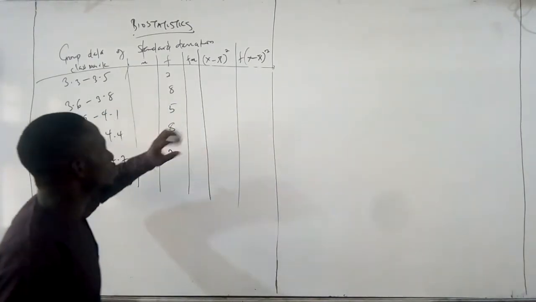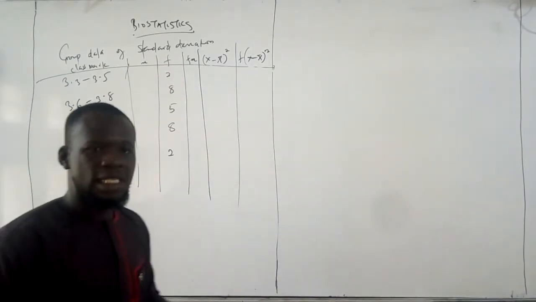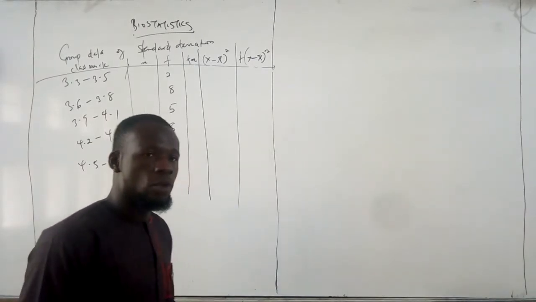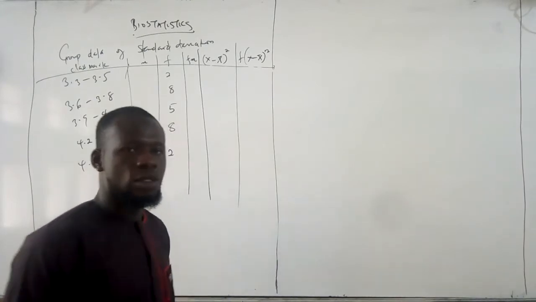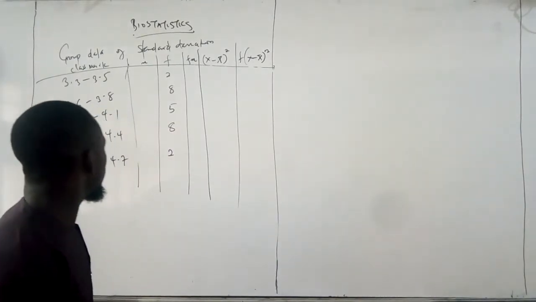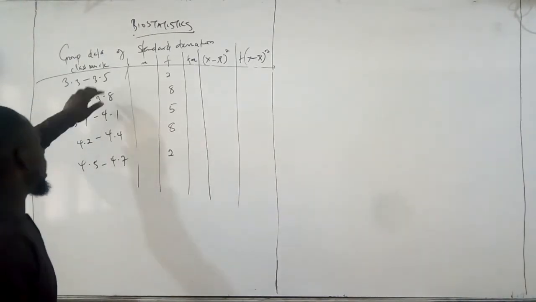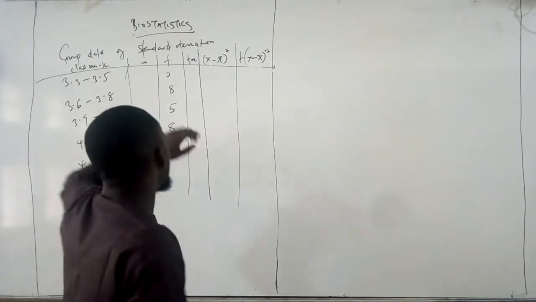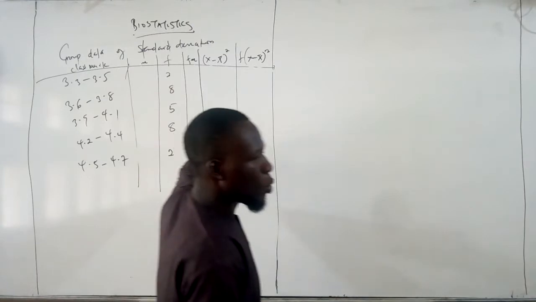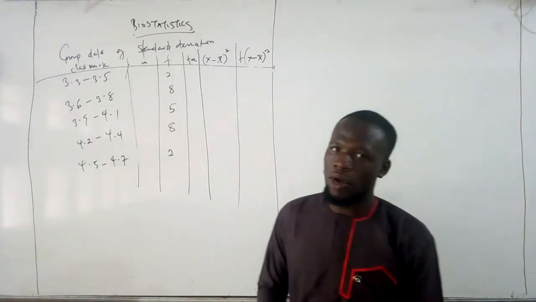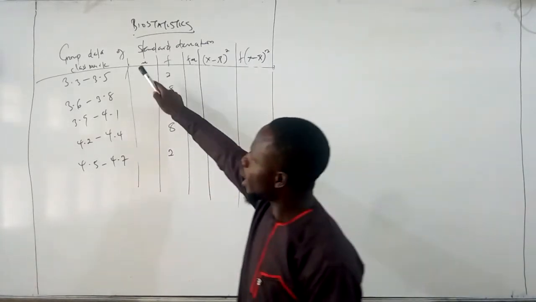We are also going to use our frequency table. When we say frequency, it simply means the number of occurrences of a particular character or data in a given statistical value. For example, looking at the range of the class mark, for the first one the frequency is 2, and for the second one the frequency is 8. The one with the highest number of occurrences in this instance is 8.